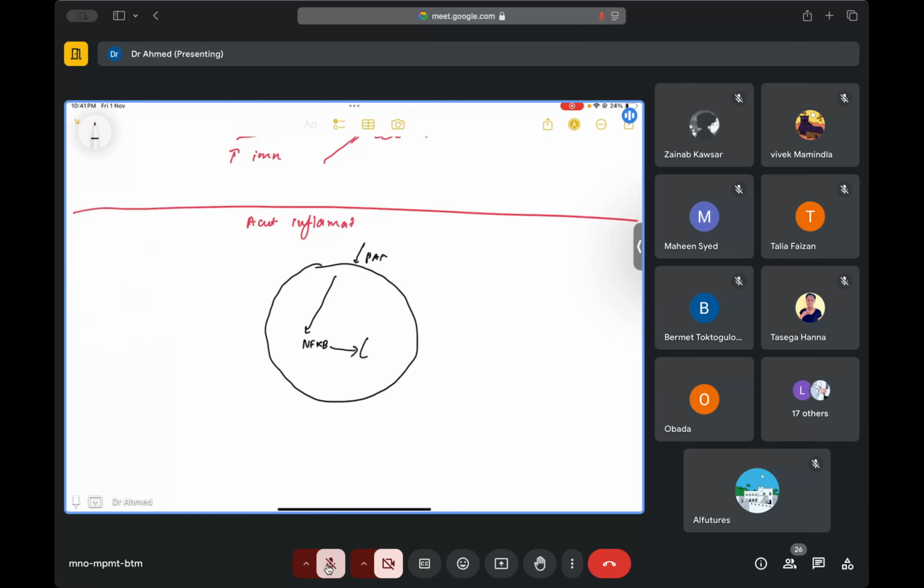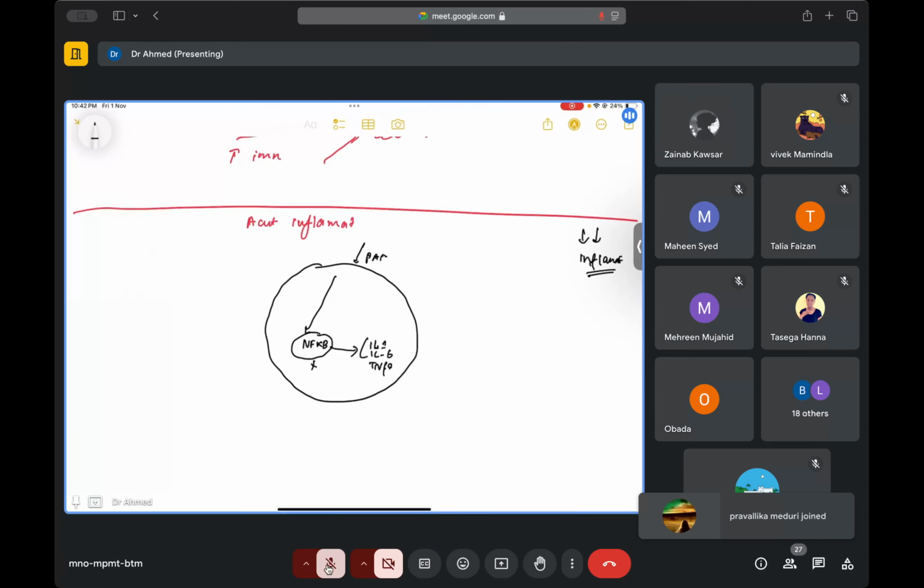Those interleukins are IL-1, IL-6, and TNF. And these IL-1, IL-6, and TNF are going to attract all of your inflammatory cells. So what if I inhibit this NFKB? It means I'm decreasing the recruitment of inflammatory cells. If I am decreasing the recruitment of inflammatory cells, this drug would be an immunosuppressant.